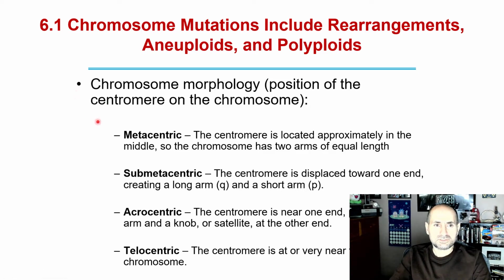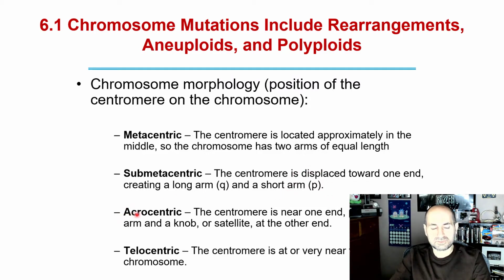Now, we touched on this before, but recall that chromosomes have different morphology. They could have the centromere located near the center of the chromosome so that you end up with two arms of equal length. You could have what is known as submetacentric centromeres, where the centromere is displaced towards one end, creating a long arm which is denoted Q, and a short arm which is denoted P. So when you see Q, you know that's referring to the long arm of the chromosome, and when you see P, that denotes the short arm of the chromosome.